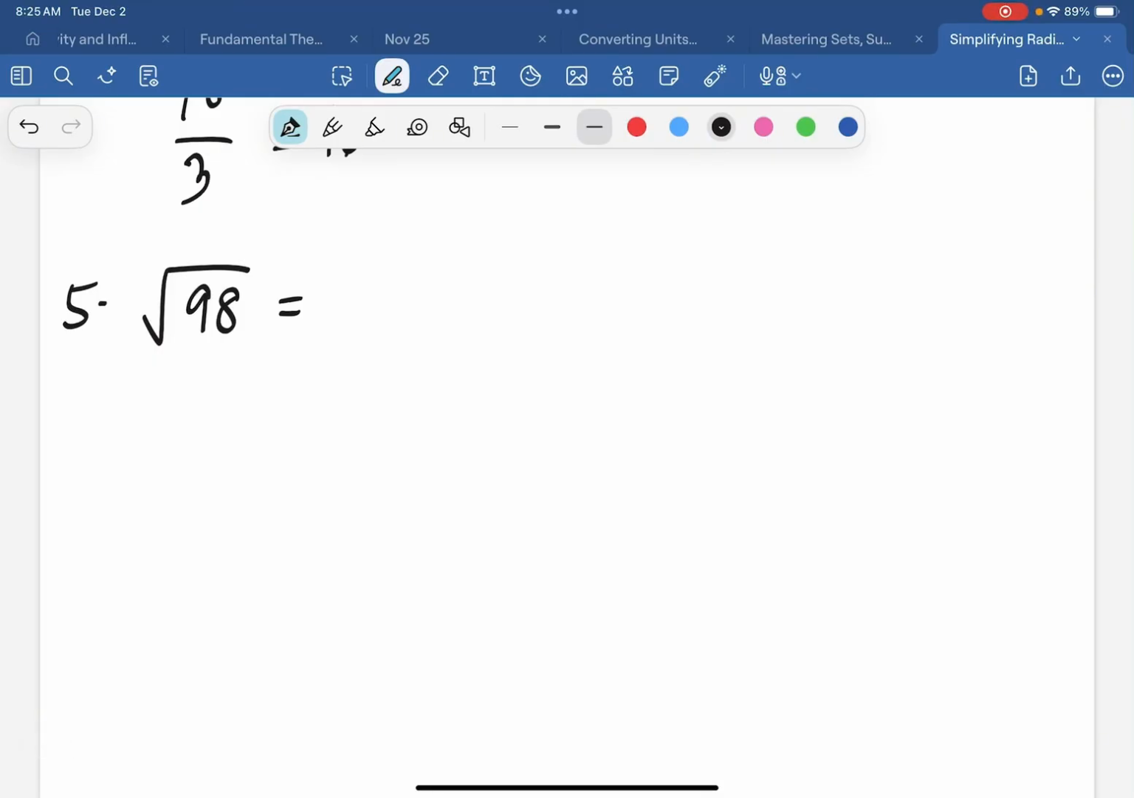Now let's have square root of 98. I will give you 10 counts for you to figure out what are the perfect square and non-perfect square numbers that we're going to use for this one. Time starts now.